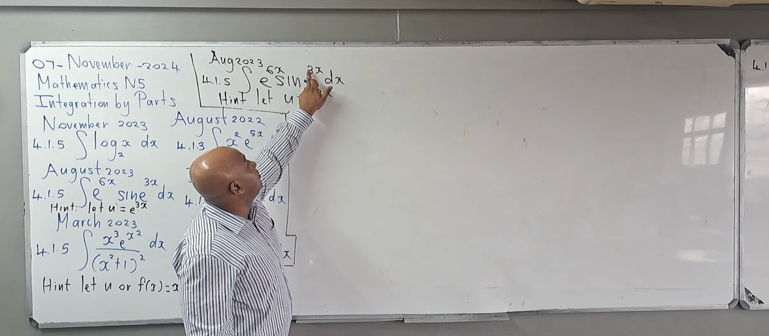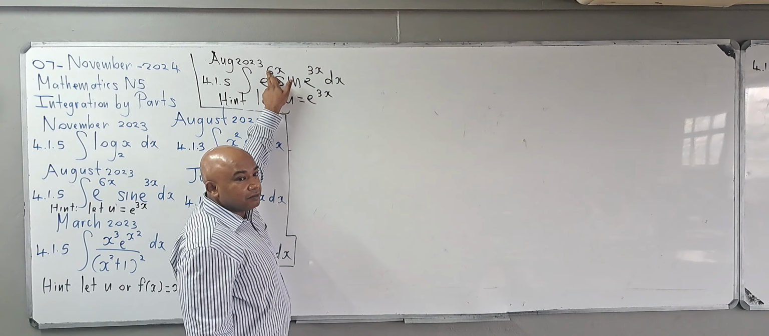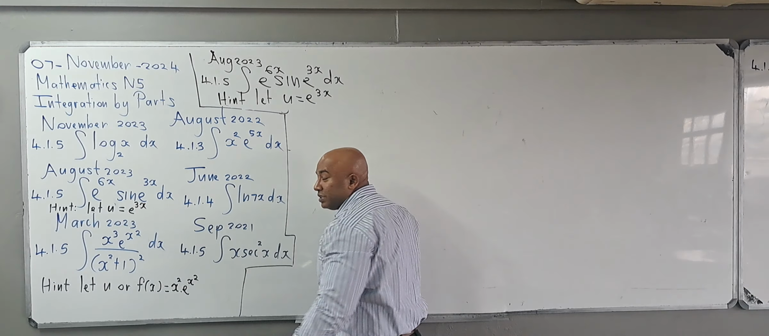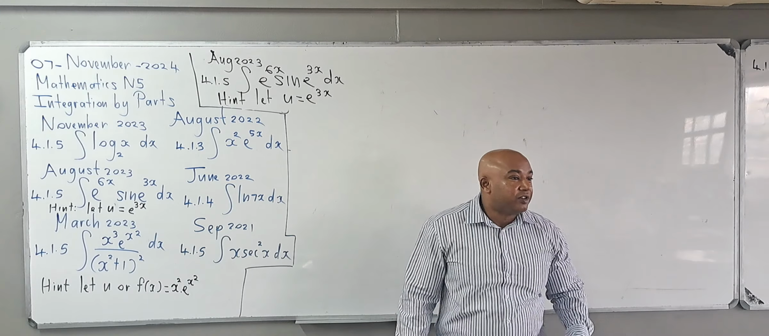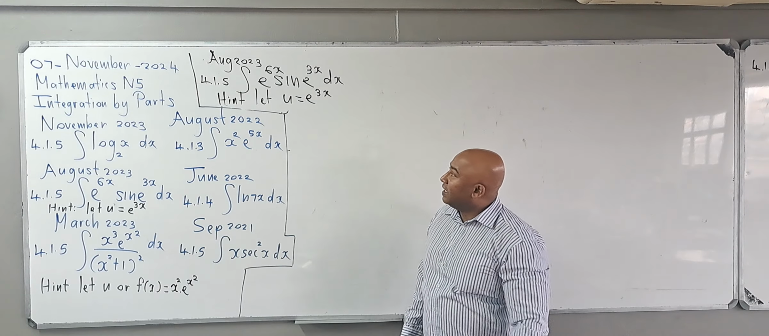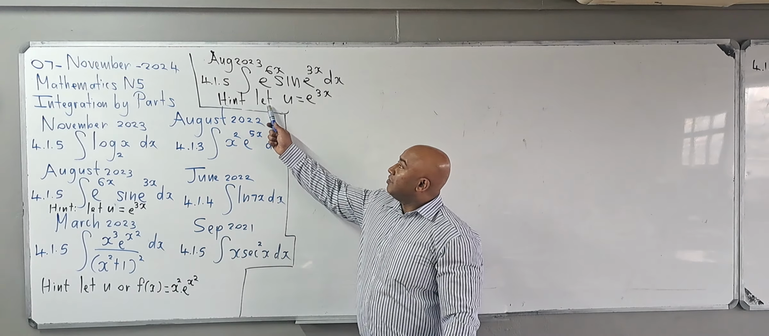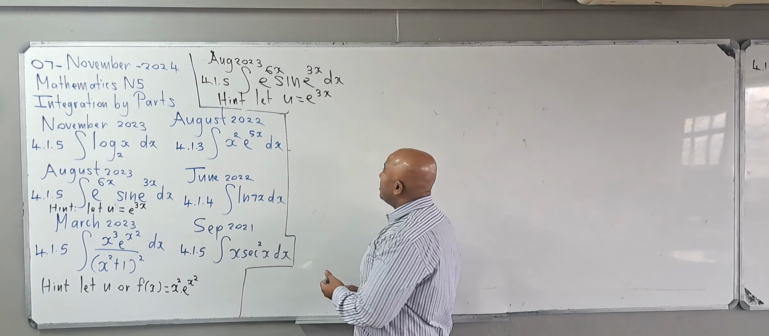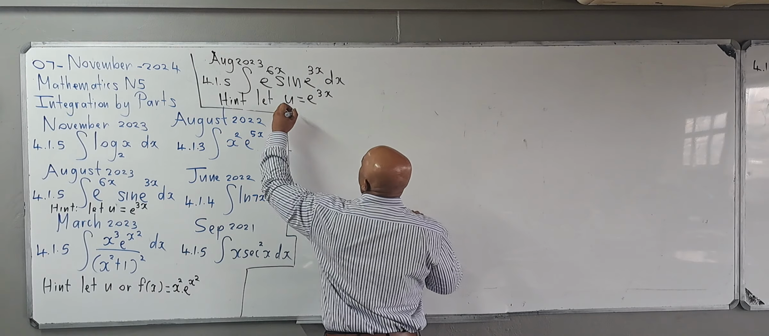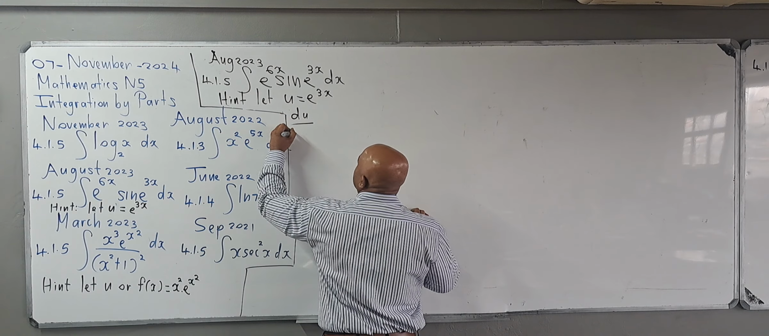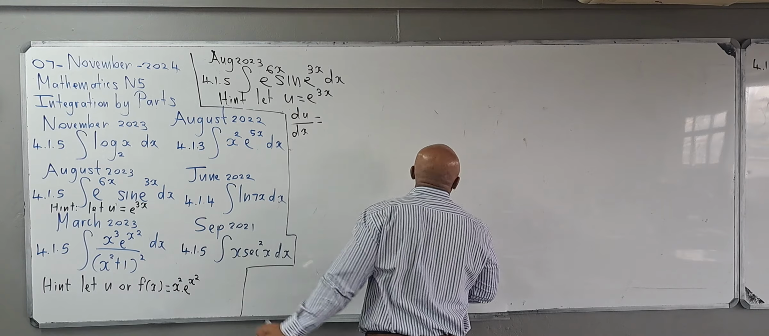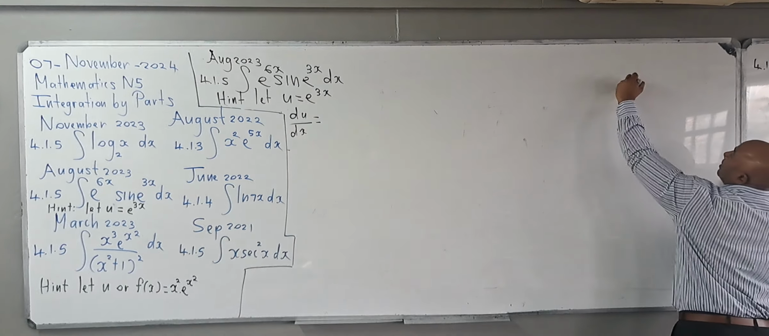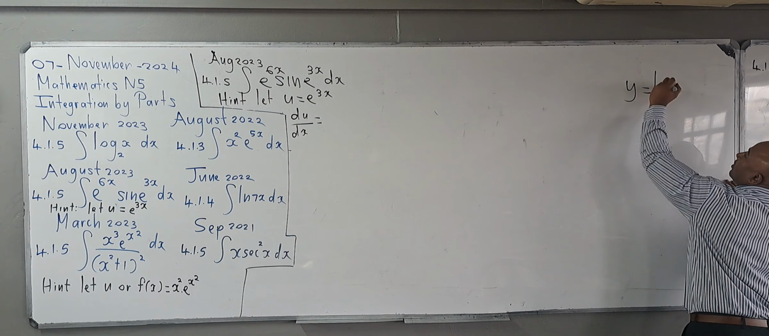Normally, the coefficients must be the same. But it's not the same now. So what to do? Use the hint. They didn't give you a hint for nothing. Let's use the hint. So if I let u equal to e to the power 3x, we find du over dx. Now, if you forgot how you differentiate e, go back to your N4.